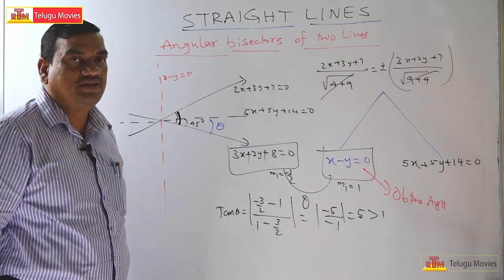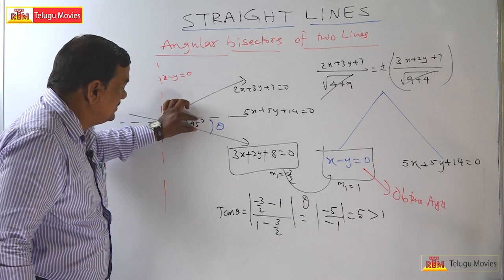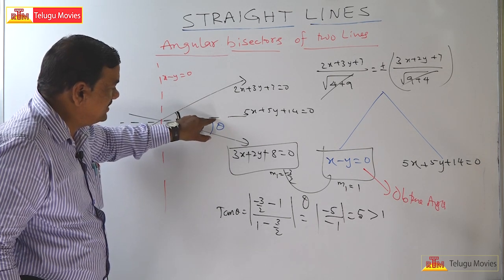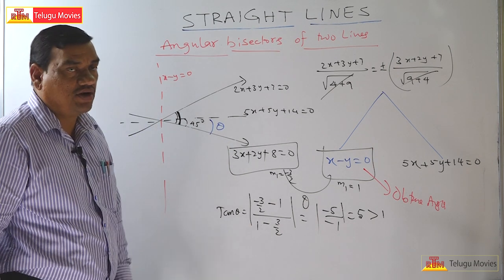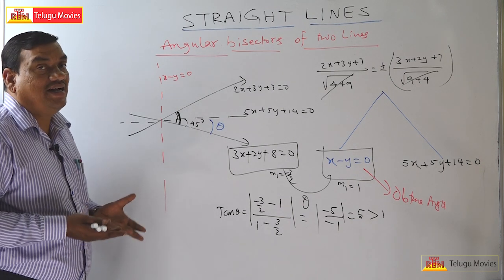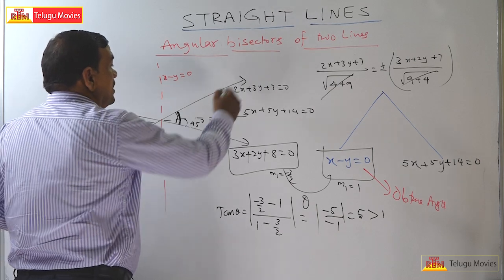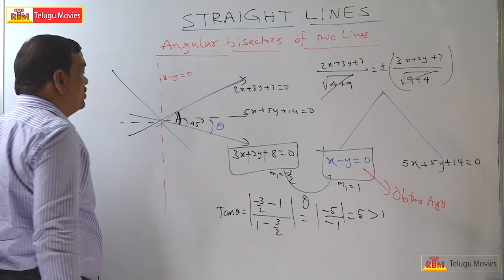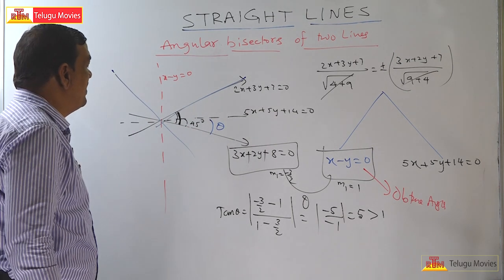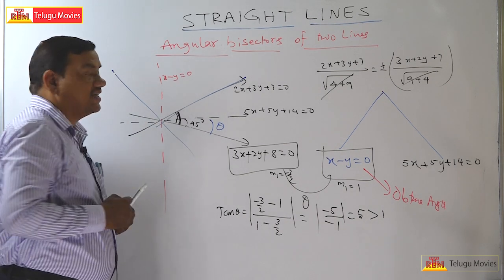Very simple reason. Tan theta greater than 1 means this is more than 45 degrees. This angle from the angle bisector plus the other angle is more than 45 degrees, so the total angle is more than 90. So this will be more than 90 degrees. Actually speaking, the line should be like this. So the 2x plus 3y plus 7 line should be like this. Then this will be the obtuse angle bisector.